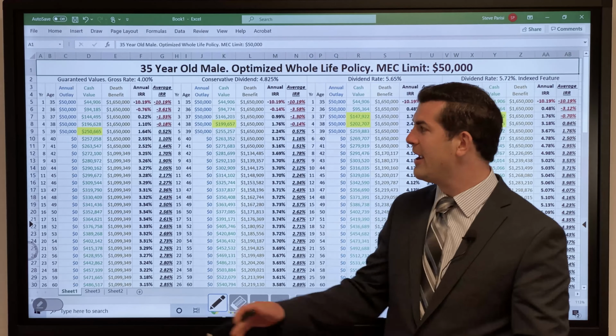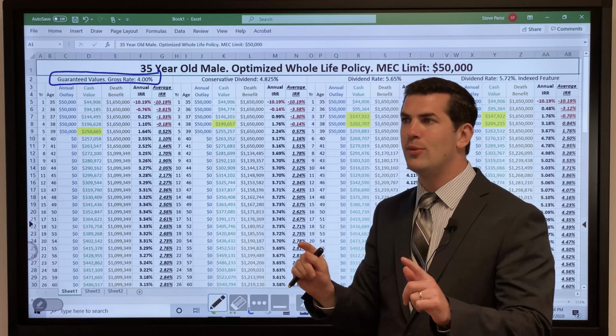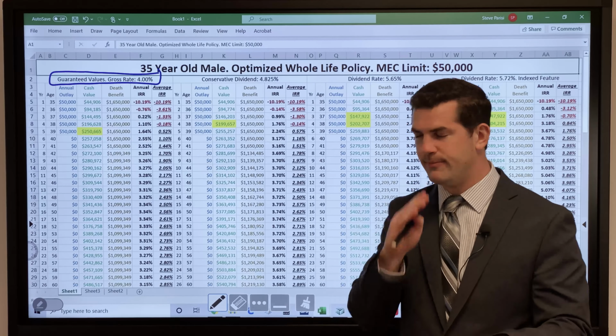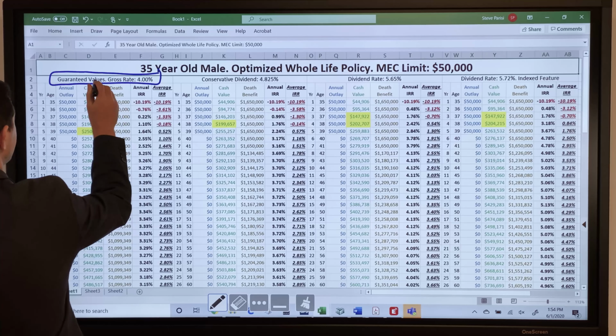The first thing on the left we have is the worst case scenario, guaranteed values, gross crediting rate of 4%. Anytime you see a guaranteed rate or a dividend for that matter with any insurance company, always keep in mind that is a gross rate that is credited after the insurance company's expenses and mortality charges. So we see the cash value accumulation.